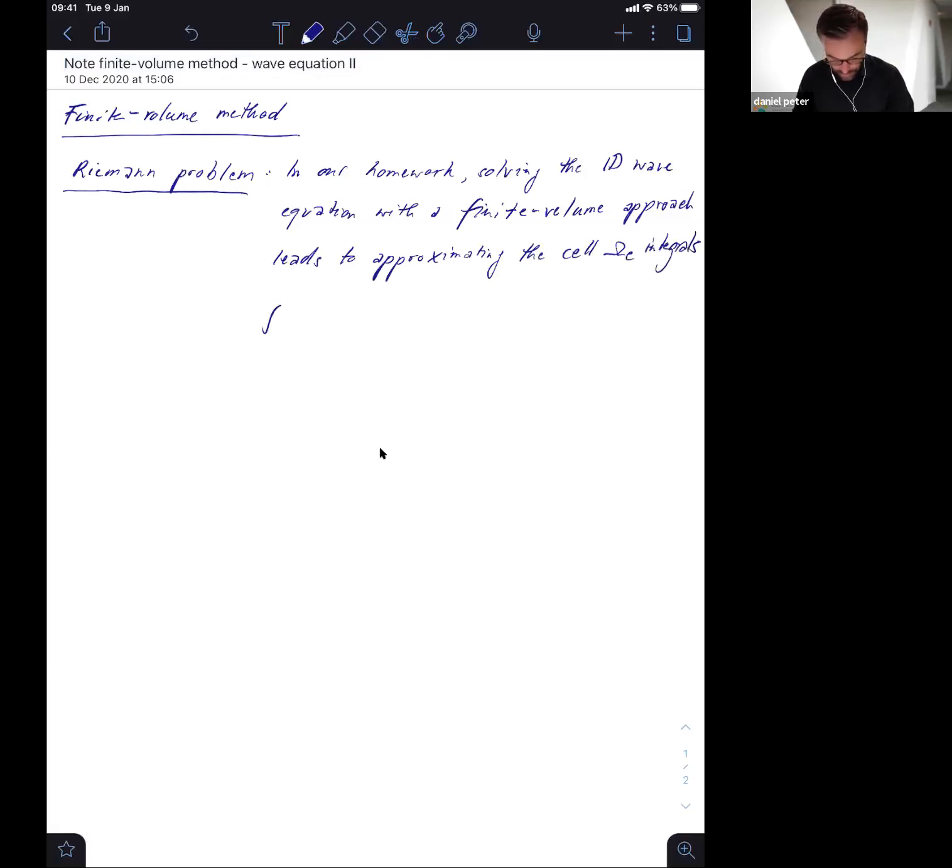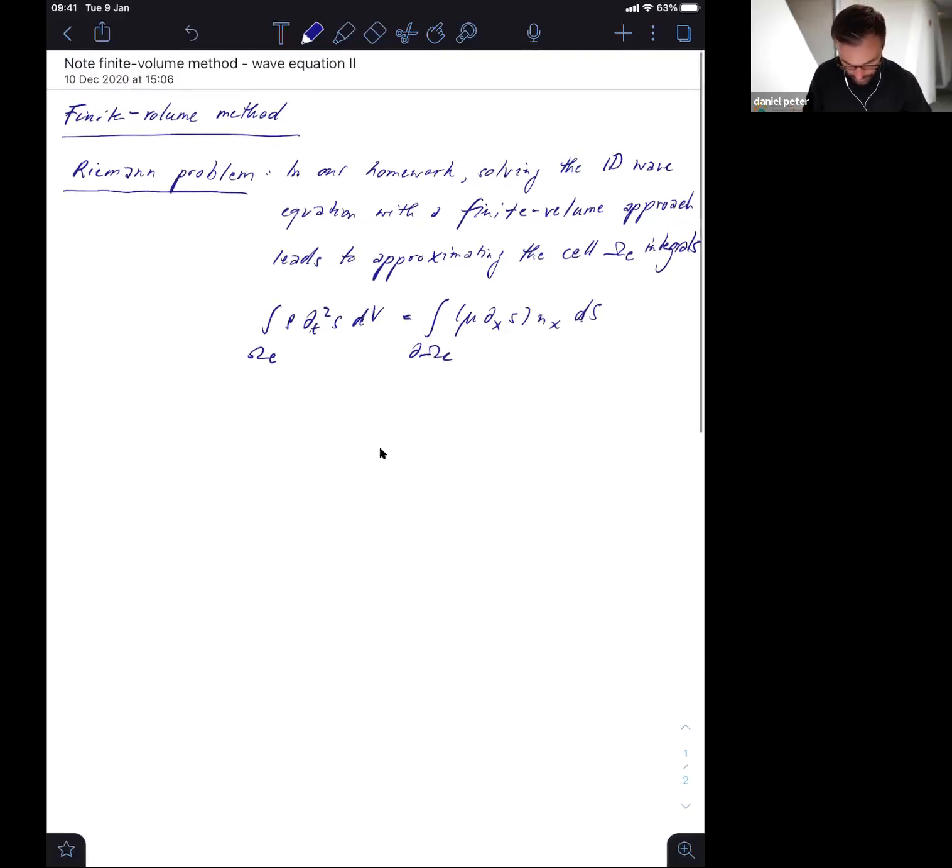which look like this. So we have for each cell this integral of the mass times the acceleration, and then it is equal to the stresses applied at the surface of the cell, which we can write in this way, which act in a normal direction. Usually in 1D, it's a bit simpler to write down.